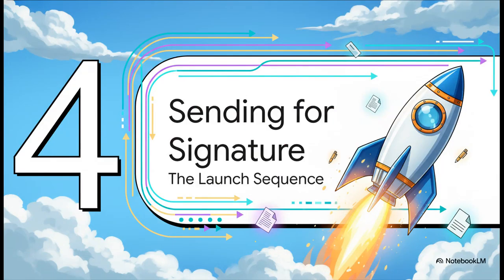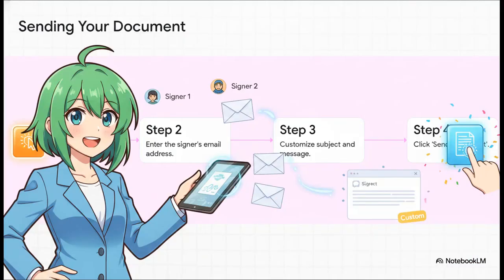Okay, our document is locked and loaded, the fields are all in place, they're assigned to the right people, it looks great. Now it's time for the launch sequence. Let's send this thing out for signature. Back on your main screen, you'll see a big Send for Signing button next to your doc. You click that, and a little window pops up. This is where you punch in the email addresses for your signers. You can even write a custom subject and message, which I always recommend. It's just a nice, professional touch. When you're ready, hit Send Document, and it's off.